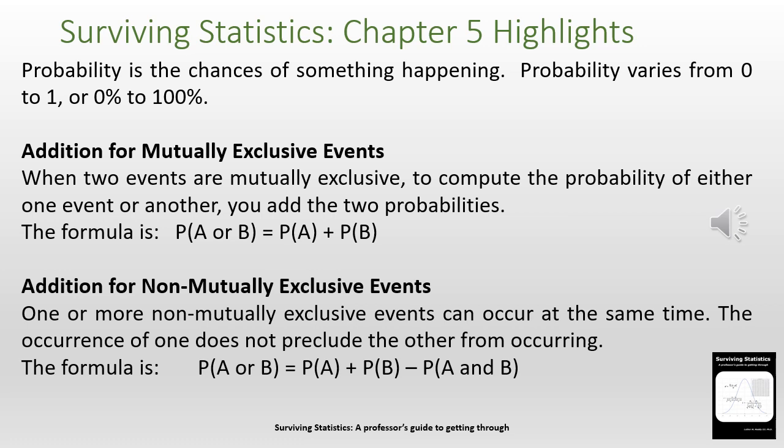Okay, let's do a quick review of what we talked about in Chapter 5, probability. Probability is the chance of something happening, or the odds of something happening, and the probability varies from 0 to 1 or 0% to 100%. When we're working with mutually exclusive events, when we want to compute the probability of an either-or, the formula is the probability of A plus the probability of B. When the events are non-mutually exclusive, we have to consider the intersection between the two. So the probability of A or B would be the probability of A plus the probability of B, and we would subtract the intersection where both A and B are occurring.